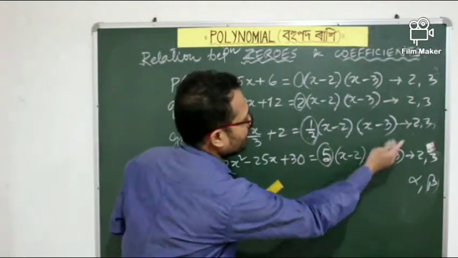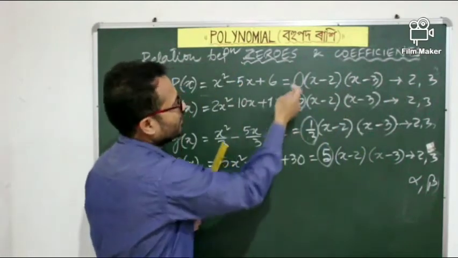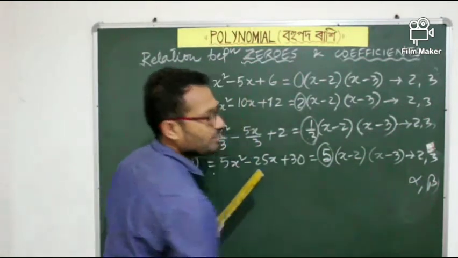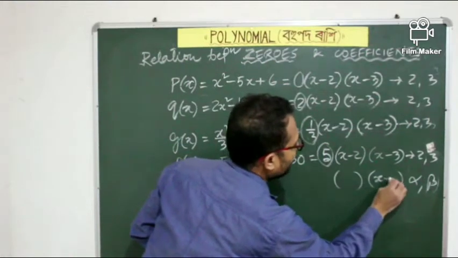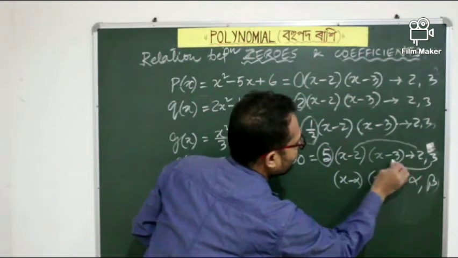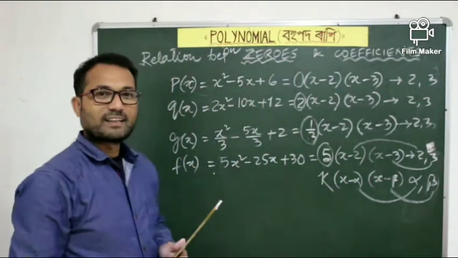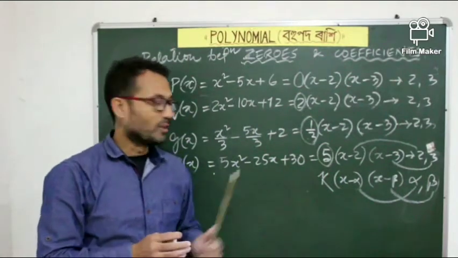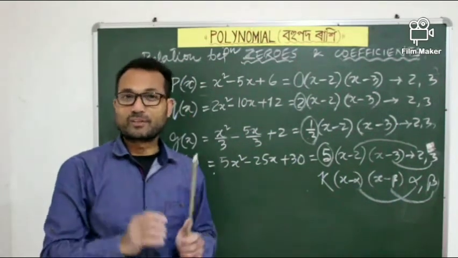So observe carefully: when the zeros were 2, 3, (x minus 2) times (x minus 3) can be there, with a constant multiplied with it. So if the zeros are alpha, beta, what will be the polynomial? Will not this be (x minus alpha), (x minus beta), like this? And here let me write a real constant k, a non-zero constant. Remember, k should not be equal to 0 here.